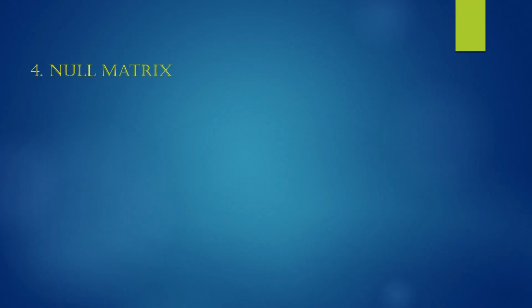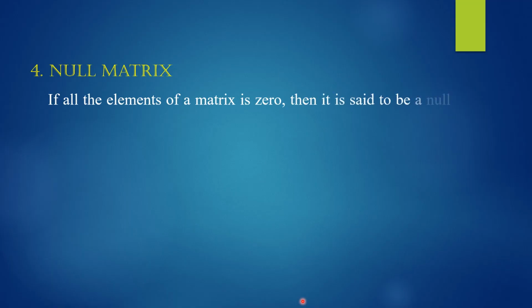Number 4 definition, null matrix. Null matrix means this time the matrix has all elements 0. Null matrix means zero matrix. Null matrix is also known as a zero matrix. You see the definition first. If all the entries or all the elements of a matrix are 0, this time the order of the matrix is not necessary to be a square matrix or a row matrix or a column matrix. That does not matter.